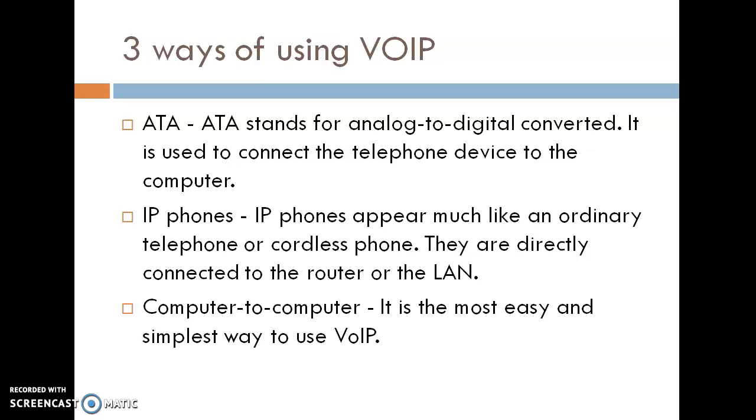This is the easiest and simplest way of using voice over IP, where you have two computers that can be directly connected with each other. Whereas in IP phone, you connect it first to the router, or maybe to the local area network, and then from there you connect it to the other machine. In ATA, you connect through a modem, and only from the modem will you be able to make the interaction. So this is regarding the three ways of using voice over IP.